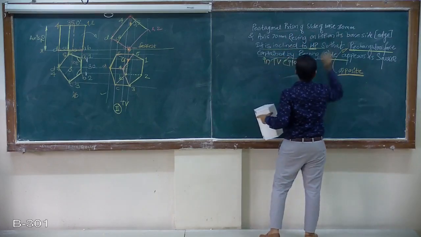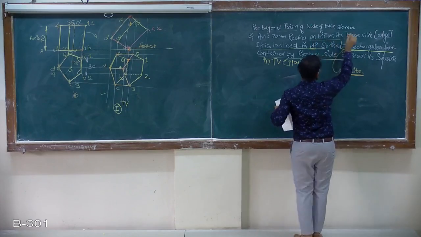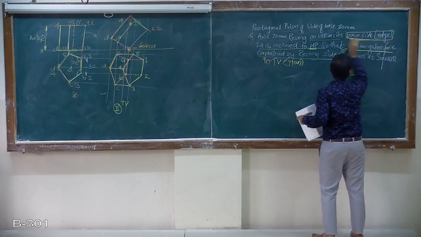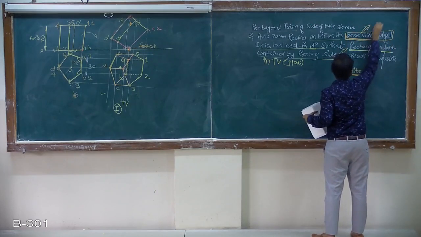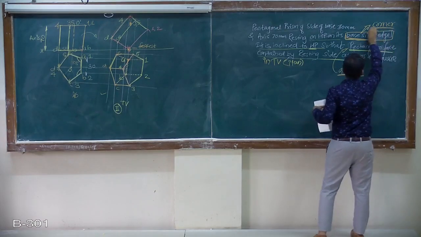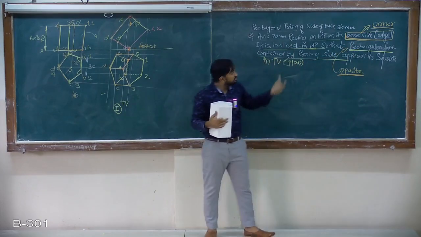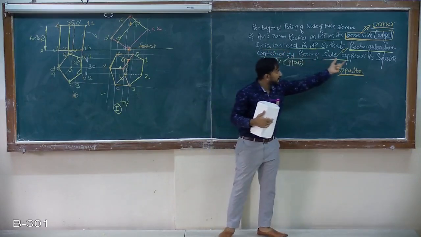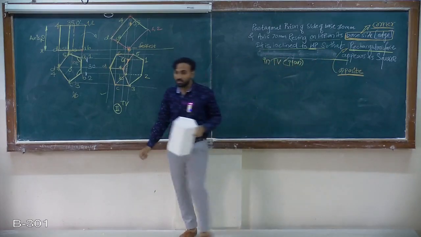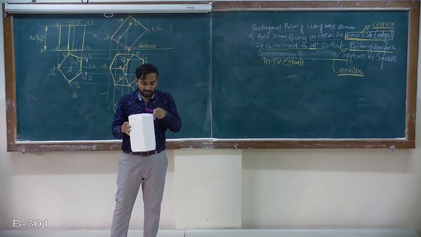A pentagonal prism, side of base 30 mm, axis 70 mm, instead of resting on HP on its base side, I will change this to resting on corner, and the opposite face is inclined to HP so that the opposite rectangular face appears as a square. So now that's the question.